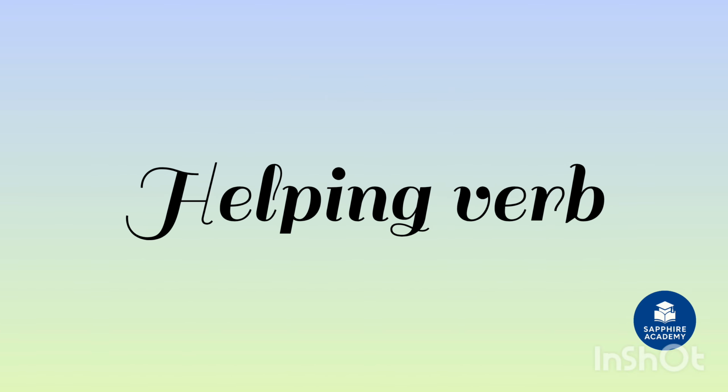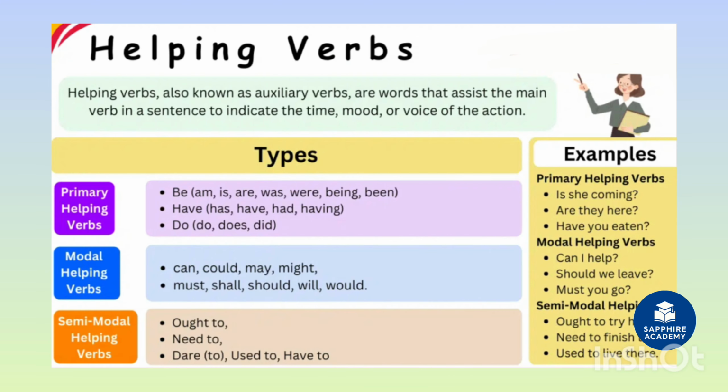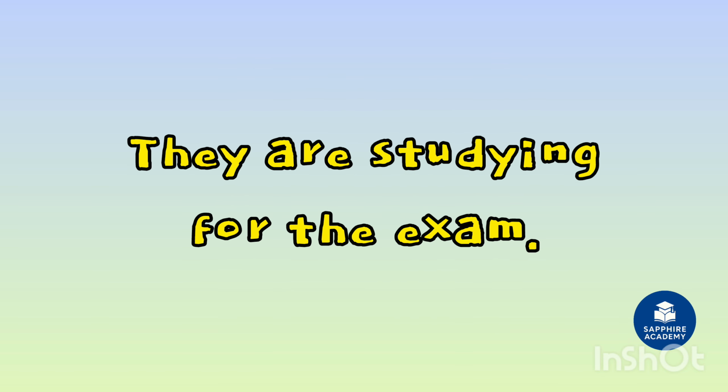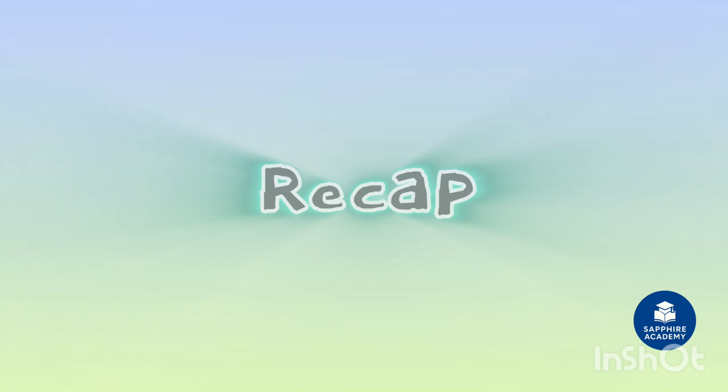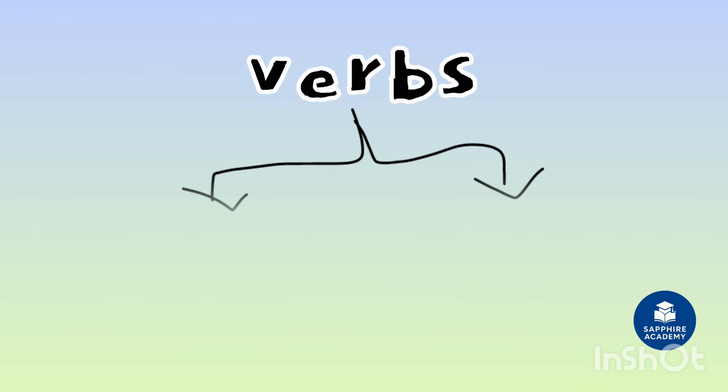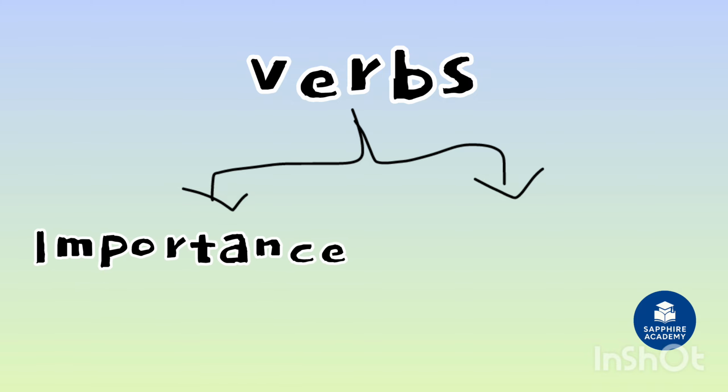Finally, let's discuss helping verbs. Helping verbs assist the main verb in expressing tense, mood, or voice. Common helping verbs are is, am, are, has, have, had, will, and can. For example, they are studying for the exam. In this sentence, are helps the main verb studying to complete the meaning. Hence, it is called a helping verb. To sum up, we have learned about verbs, their importance, and their types.